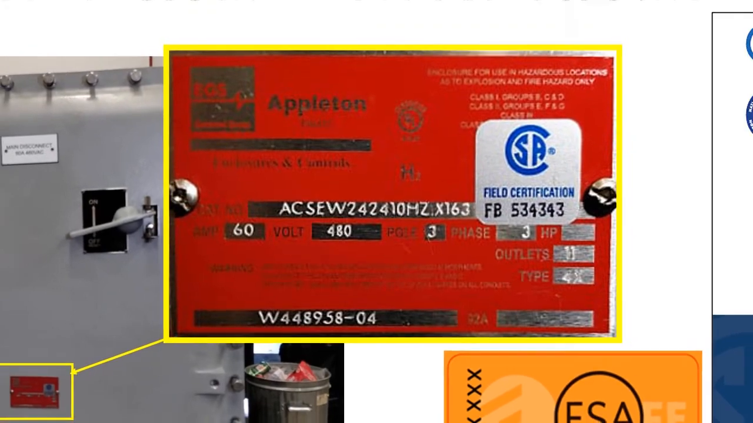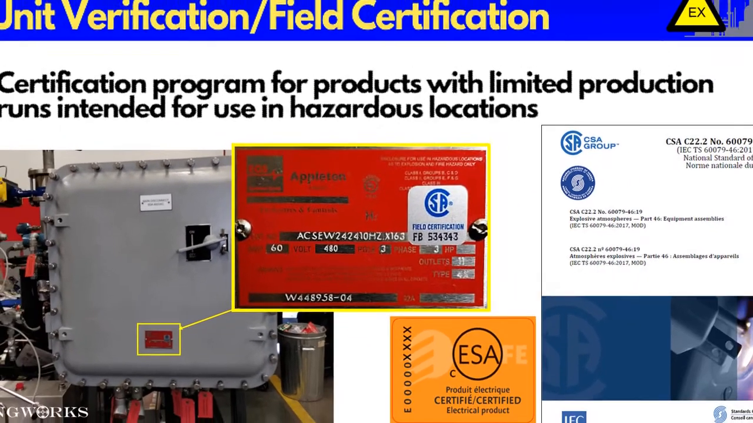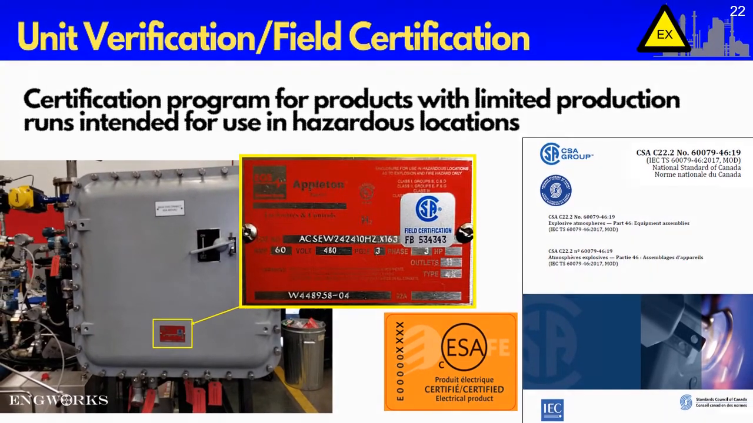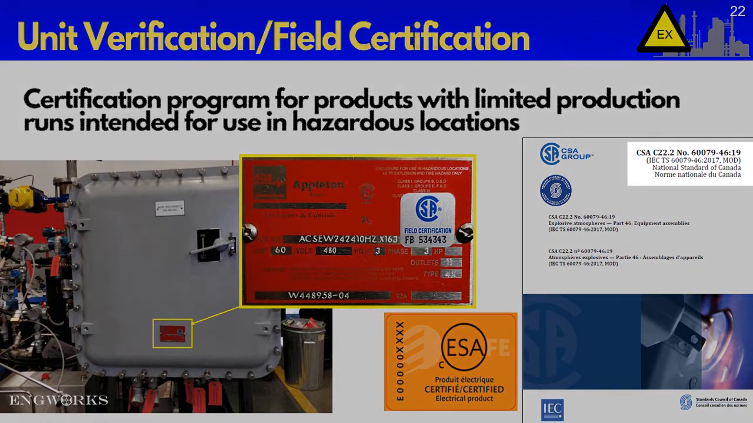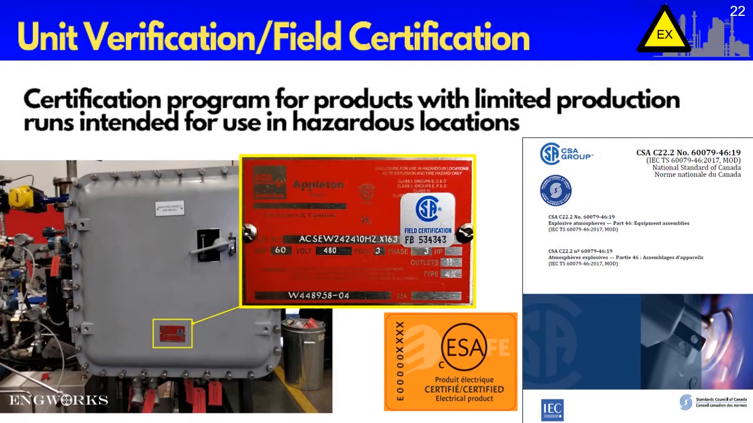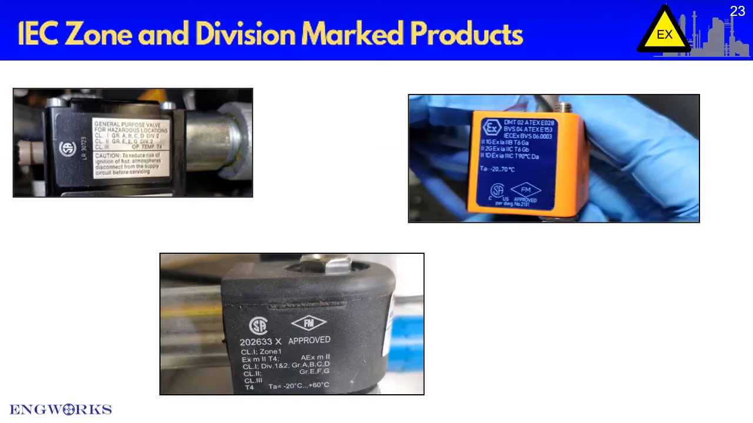The product will be assessed using the new CSA C22.2 No. 60079-46 standard for equipment assemblies in hazardous locations. The product will be identified with hazardous location markings that will help you make an assessment. Hazardous location products may be marked with division or zone markings. The difference depends on what the product standards were used to approve the product by the certification agency.